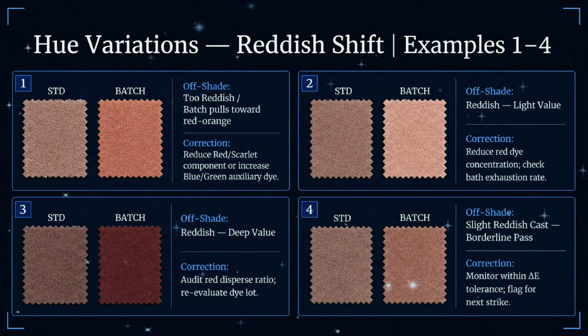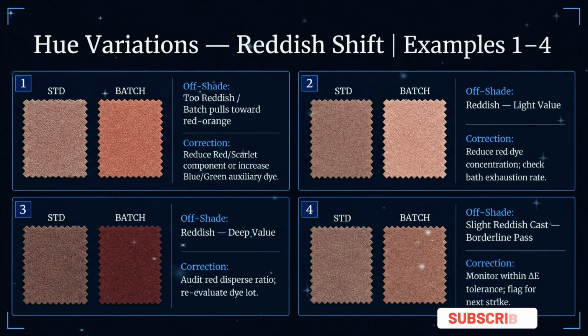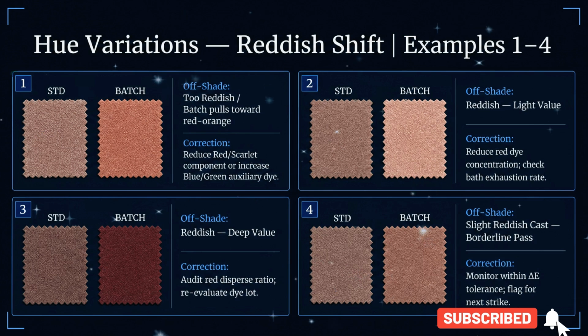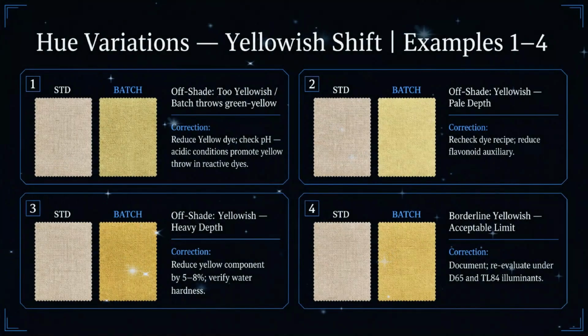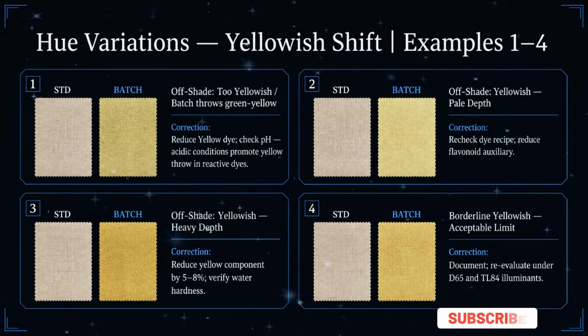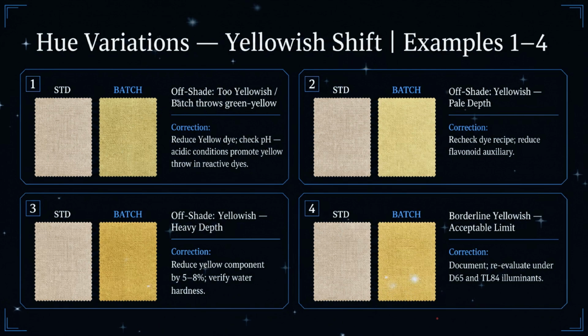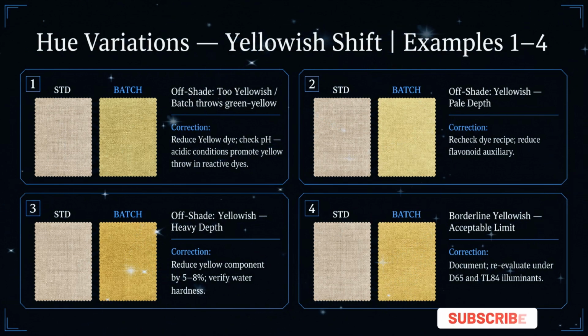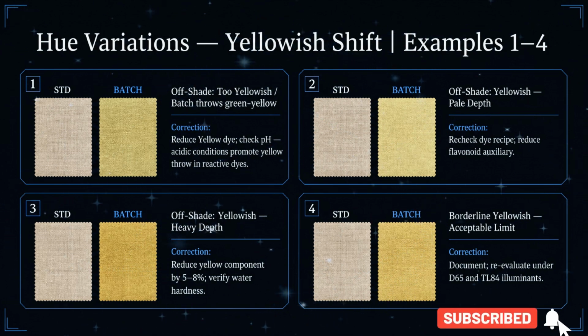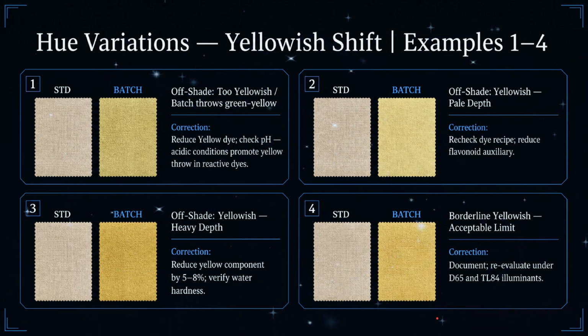Here are examples of reddish hue variations. We examine different offshades, such as the batch pulling to red-orange or having a light or deep value, along with the necessary corrections for each. These examples show yellowish shifts. Offshades include those that are too yellowish, have a pale depth, or a heavy depth. We also see a borderline yellowish shift that is still within acceptable limits, and the recommended corrections.